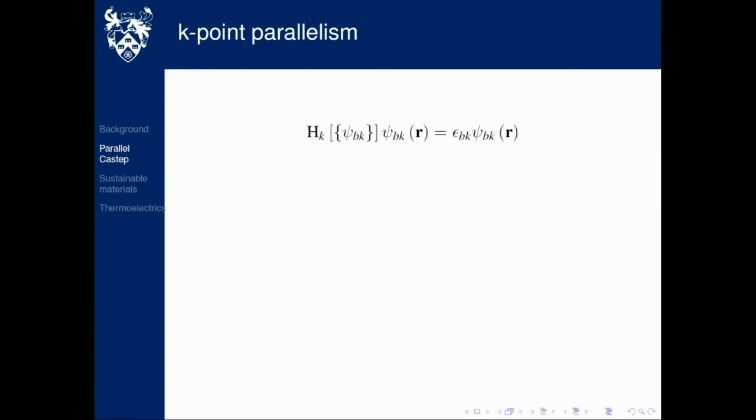Okay, how do I use lots and lots of cores then with a machine like ARCHER2 where we have 750,000 cores? Well, if I write down the equation here, and I've included the fact that H depends on the wave function here to remind us that we're going to have to solve this iteratively, you'll see that every object here is indexed with K. So actually, I have a different set of equations at each K.